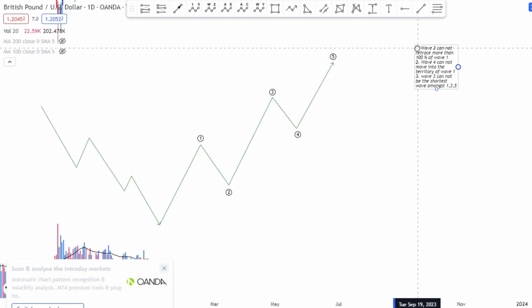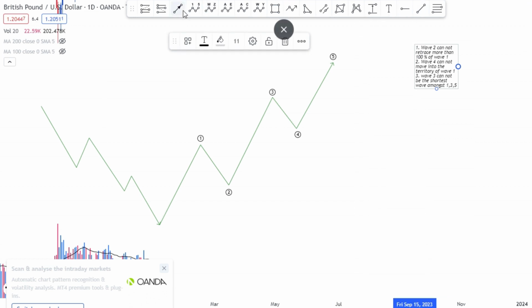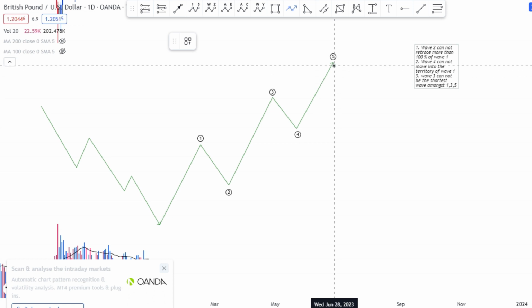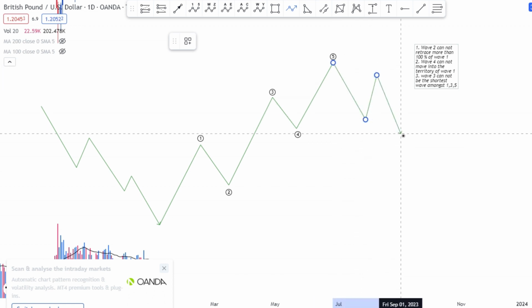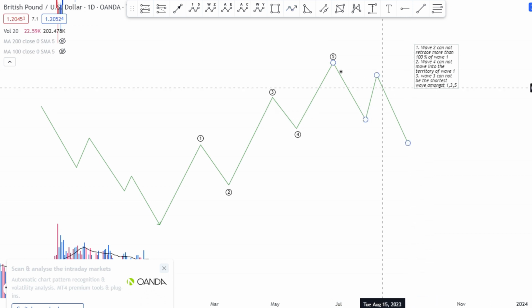So after the completion of the impulsive wave, we have the corrective wave. We have the corrective wave as wave A, B, C.